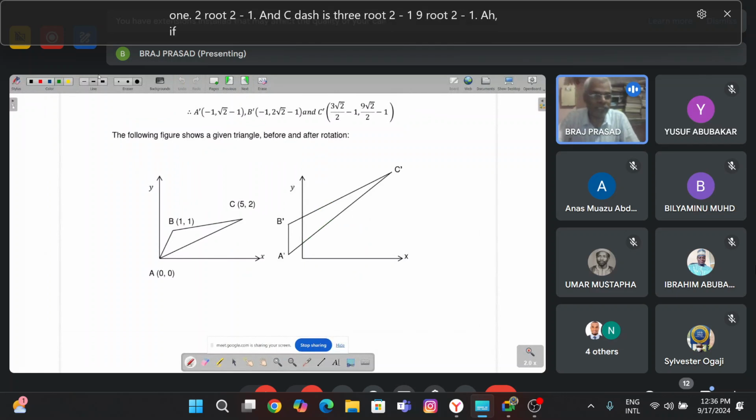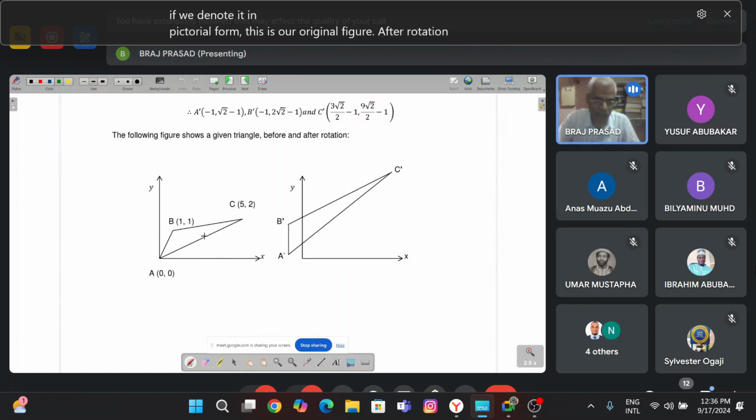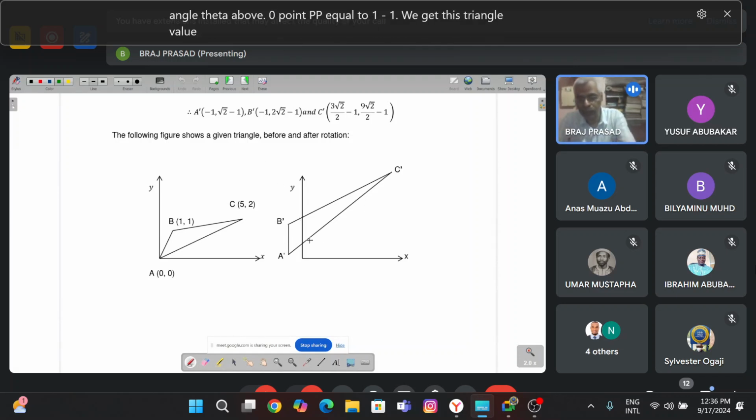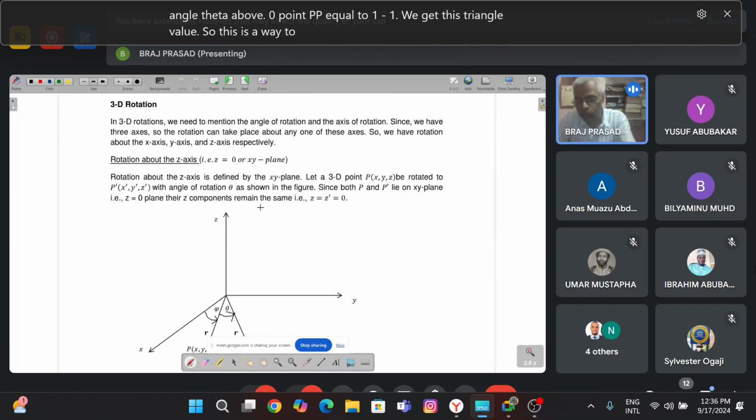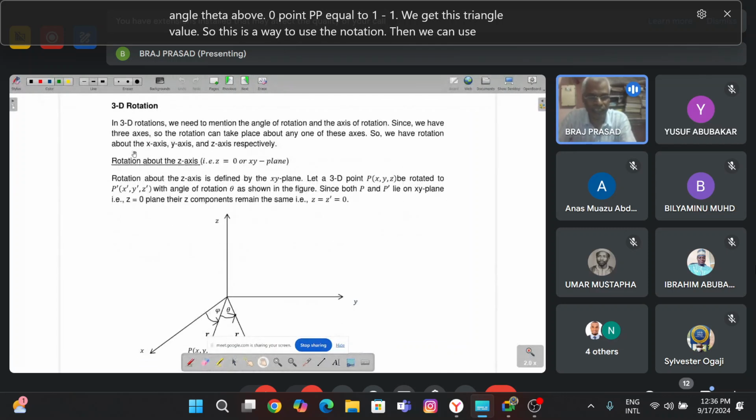If we denote it in pictorial form, this is our original figure. After rotation of this object by an angle theta about the point P equal to (1,-1), we get this triangle. So this is a way to use the notation. Then we can use the 3D rotation.